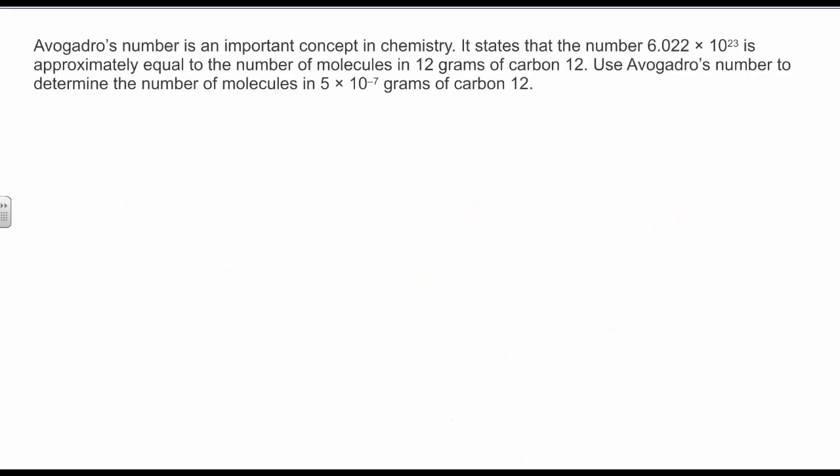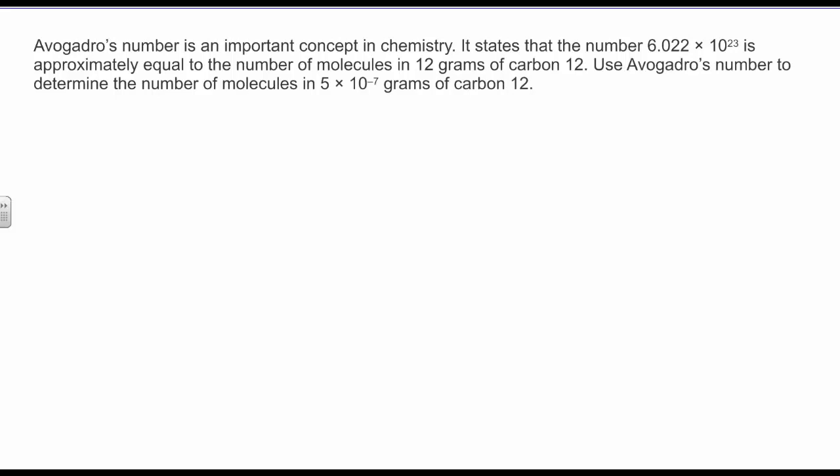So here's a word problem. Avogadro's number is an important chemistry concept, and it states that 6.02 times 10 to the 23rd is equal to the number of molecules in 12 grams of carbon-12. And we want to use that number, 6.02 times 10 to the 23rd, to determine the number of molecules in 5 times 10 to the negative 7th grams of carbon. So if this 6.02 times 10 to the 23rd is the number of molecules in 12 grams, I want to know how many in 5 times 10 to the negative 7th.